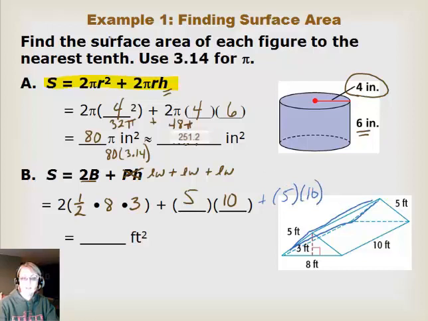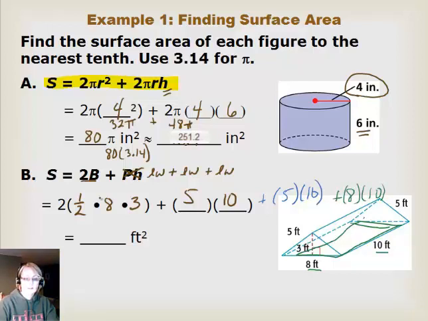And then finally we're going to look at the third face, which is going to be right here, which is also the base. And that's 8 by 10. So we're going to do plus 8 times 10. So when we multiply this through, the 1/2 times the 2 cancels and makes 1. We have 24 plus 50 plus 50 plus 80. So we have 204.